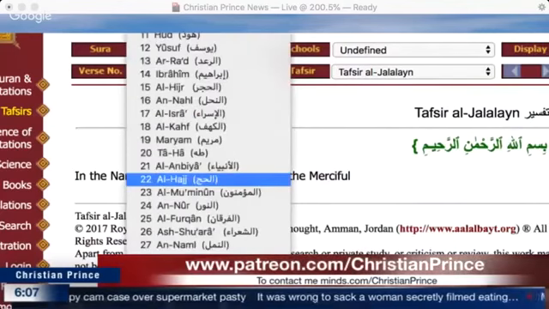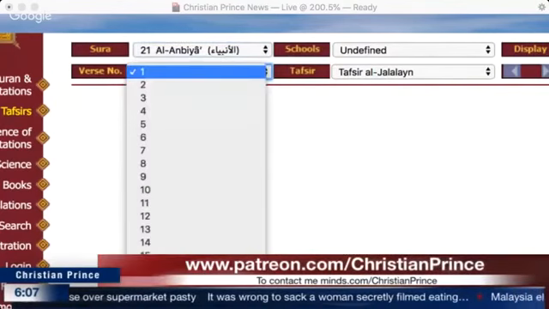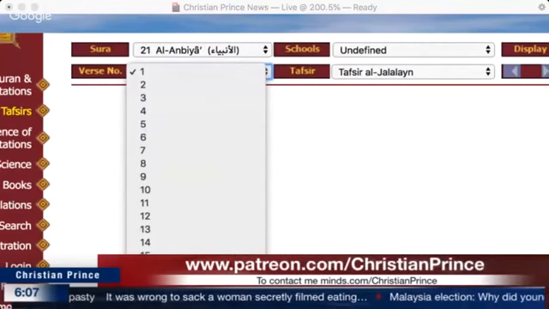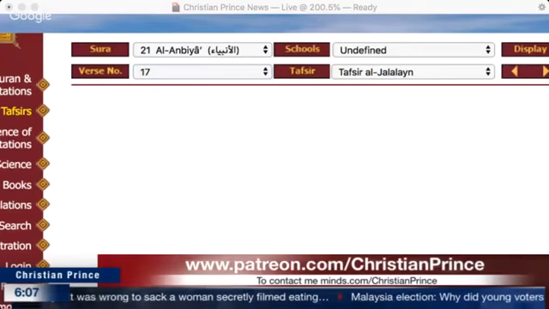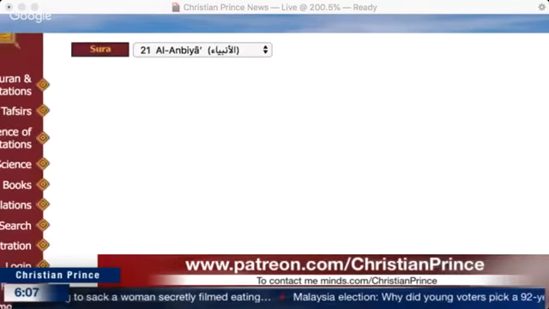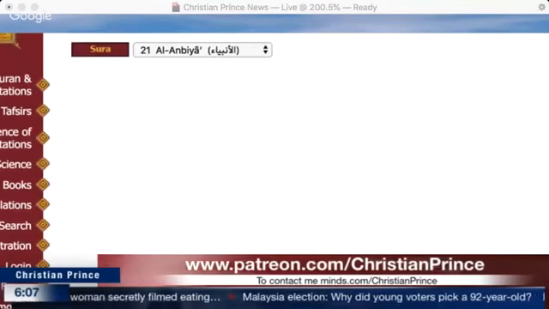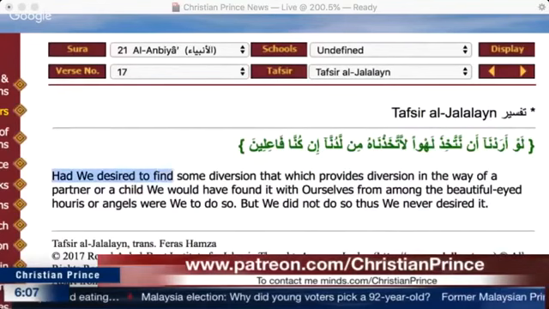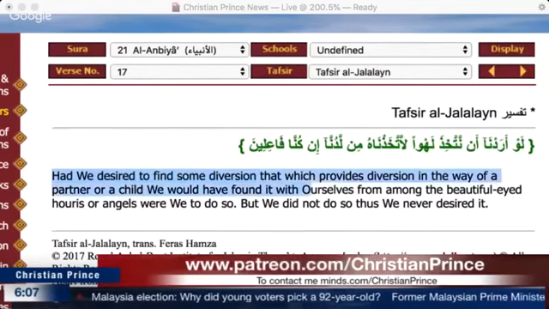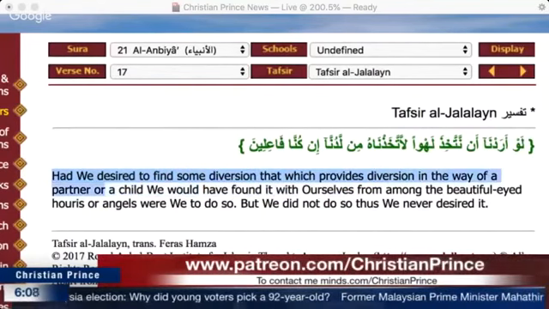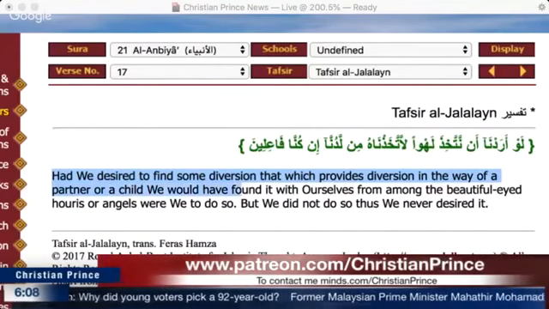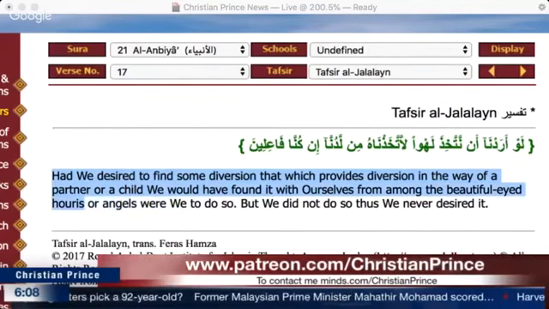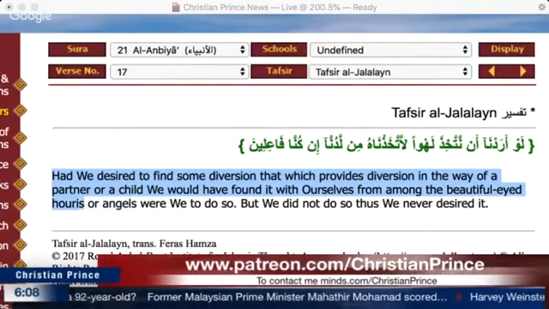Or maybe this could have an understanding: Allah could make something for himself. Some words appear, for somebody who doesn't speak Arabic, to sound the same, but they are not the same, right? However, here the word lahu in both chapters we are reading from is about women for fun, and for fun generally speaking. So here it says, had we desired to find some diversion, in the way of a partner or a child, we would have found it with ourselves, from among the beautiful-eyed houris. This is lahu, as we said, it's a female.